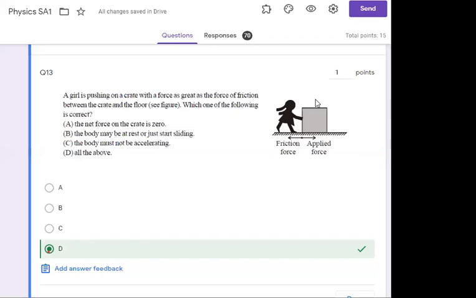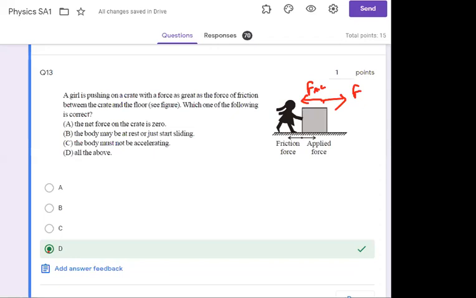Yes or no? Mansa, tell me. How do you have doubt in A? When we talk about these forces, which force is in the forward direction? Applied by the girl. Which force is in the backward direction? Friction. So the net force is 0, right?